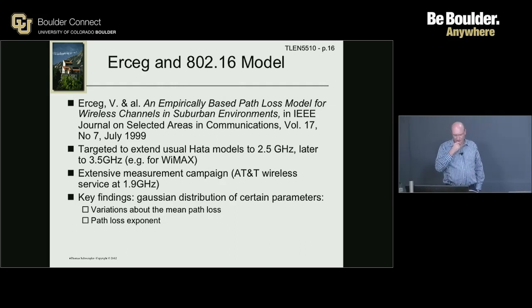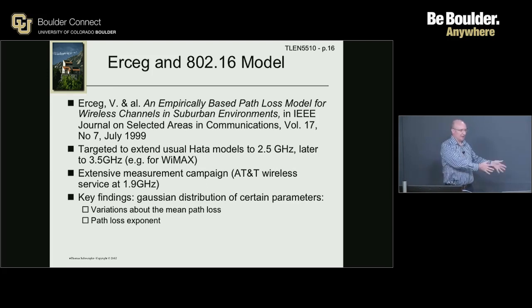I mentioned earlier the ERSEG model. The ERSEG model was popular for 802.16, which was the standard for WiMAX and did things at higher frequency, 2.5 and especially 3.5 in Europe. So they needed something a little higher frequency than Okumura, Hata, even extended. So what did they do?